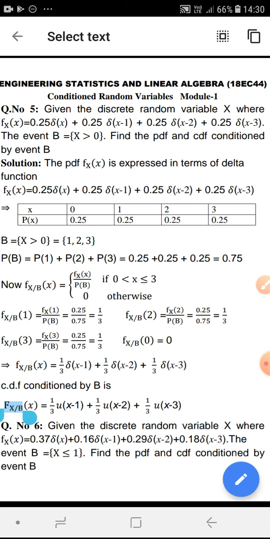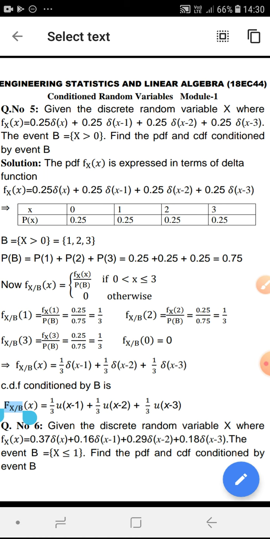Find the PDF and CDF conditioned by the event B, probability density function and cumulative density function conditioned by the event B. So here the probability density function of the discrete random variable x is expressed in terms of unit delta function or Dirac delta function. It is expressed as fx of x is equal to 0.25 into delta of x plus 0.25 into delta of x minus 1 plus 0.25 into delta of x minus 2 plus 0.25 into delta of x minus 3.